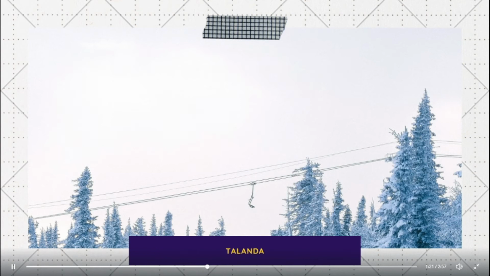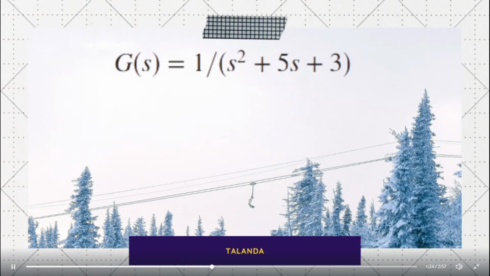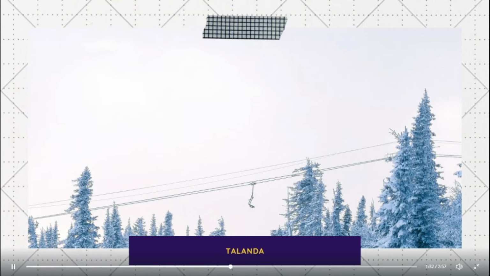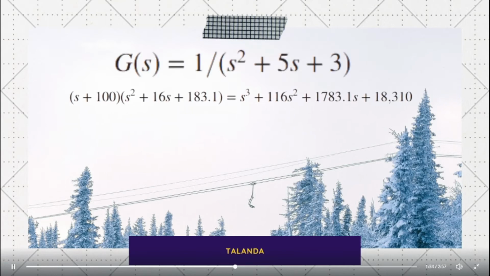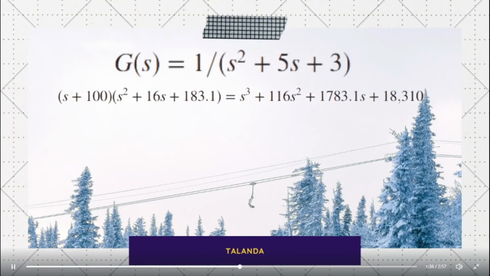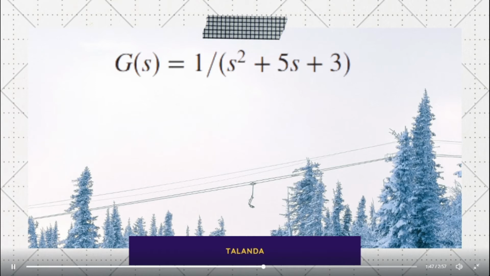We can now determine that the transfer function of the plant is G of s equals 1 over s squared plus 5s plus 3. Thus, the desired third-order closed-loop system characteristic polynomial is the quantity of s plus 100 times s squared plus 16s plus 183.1, equals s cubed plus 116s squared plus 1783.1s plus 18310. This will be our equation 3.